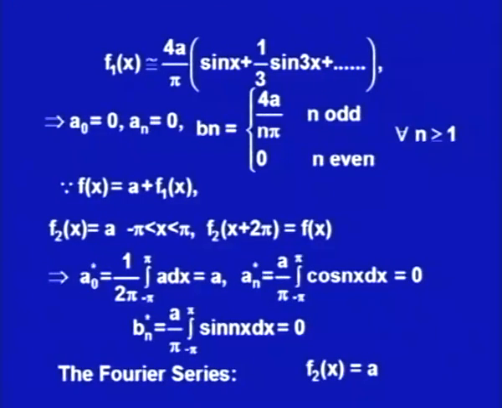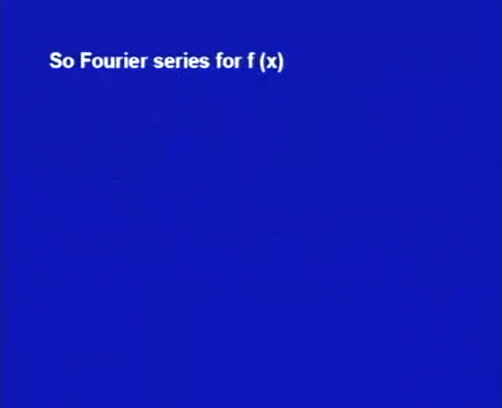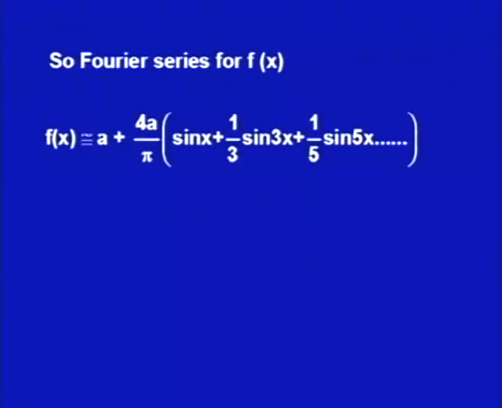So, now what will we get as the Fourier series for f? For the Fourier series for f, the coefficients of f2 and the coefficients of f1 have to be added up. So, we will get the Fourier series a plus 4a upon pi times sin x plus 1 by 3 sin 3x plus 1 by 5 sin 5x and so on. So, now you see, using this property of the sum of functions, we can find the Fourier series very easily. Now, let us do one more example.